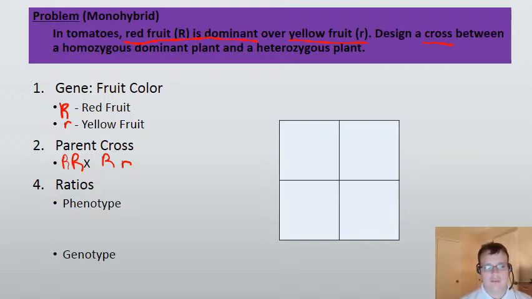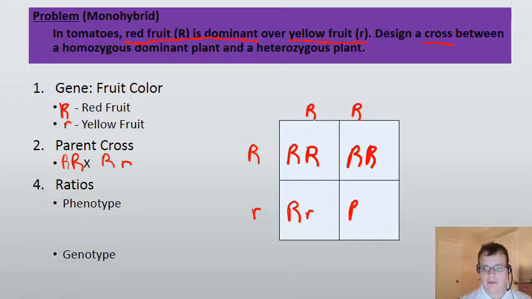The way I always do it is that I put the first parent up at the top and then the second parent down the side. In most cases in genetics problems, usually the male would go up top and then the female down the side. But as long as you remain consistent, you're all right. So here we have a homozygous dominant genotype. Here we have another homozygous dominant genotype. Here we have a heterozygous genotype and another heterozygous genotype.